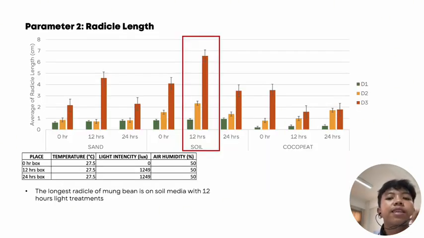And the second parameter is the radicle length. Based on the graph, it's clear that the best condition for radicle growth was 12 hours of light in soil media. And as we know, soil contains lots of nutrients and has high porosity, which helps retain water and triggers chemotropism, encouraging the root to grow.